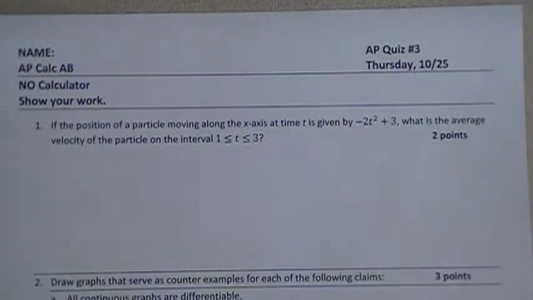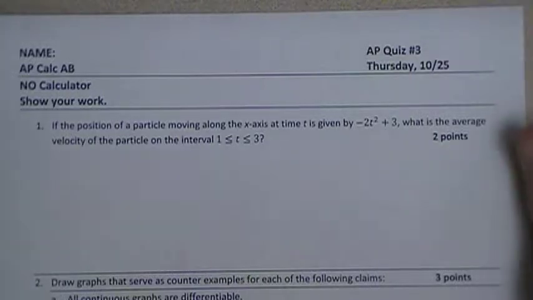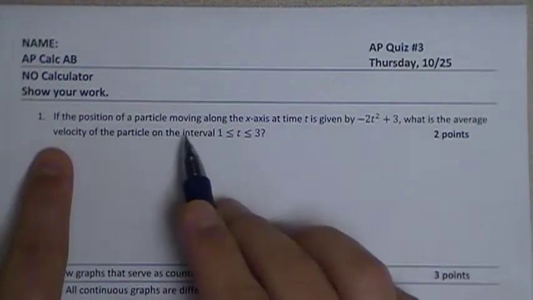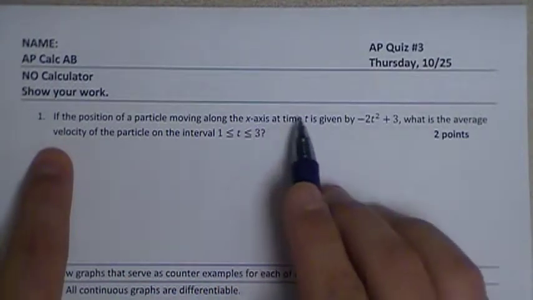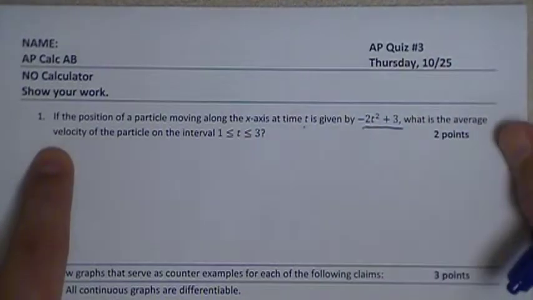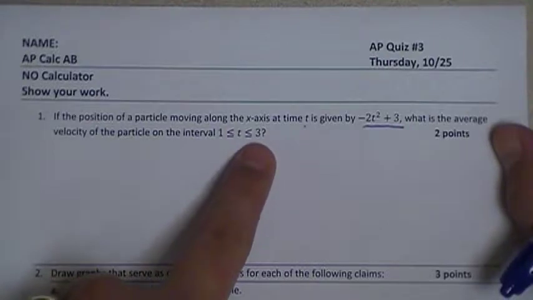Alright, in this video we'll spend a couple minutes looking at AP quiz number 3. This is based on the set of multiple choice questions that I'd given you to look at for last week. In problem number 1, we're told that the position of a particle moving along the x-axis at any time t is given by this formula, negative 2t squared plus 3. We want to determine the average velocity for that particle on the interval from 1 up to 3.